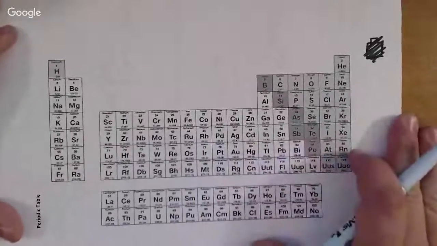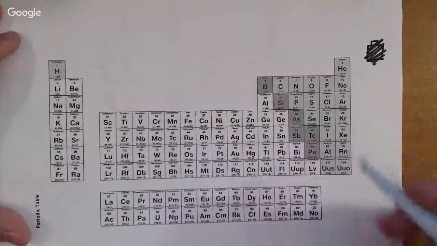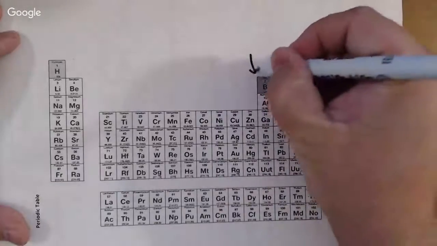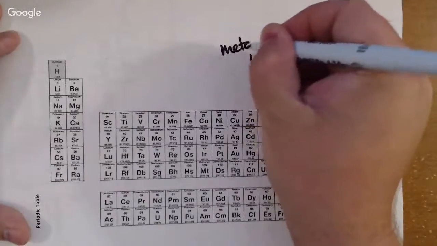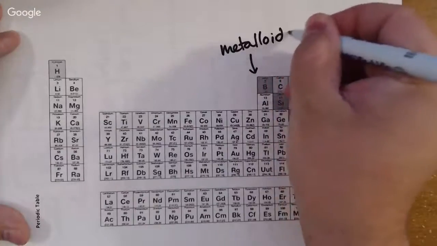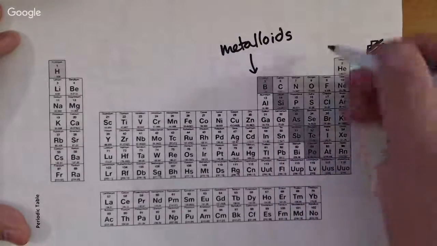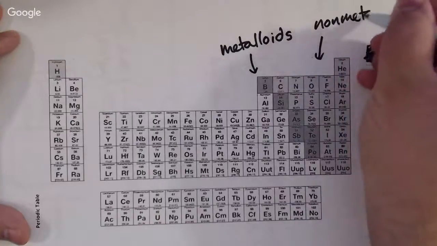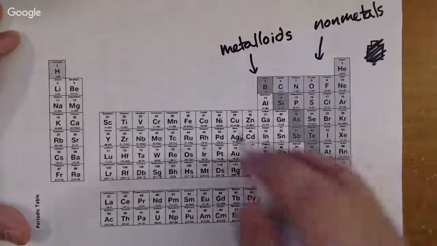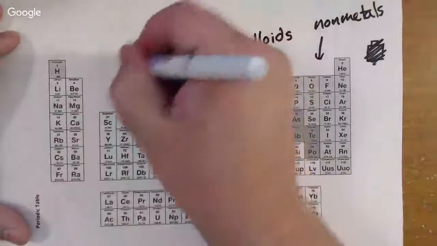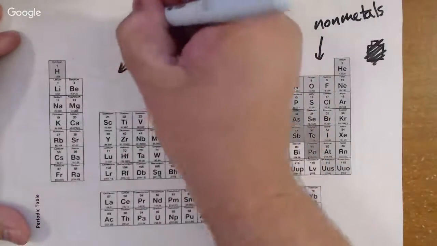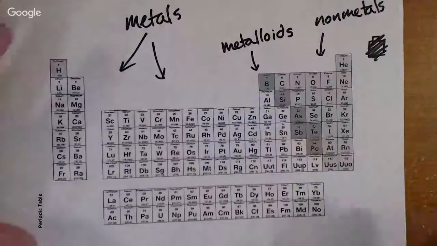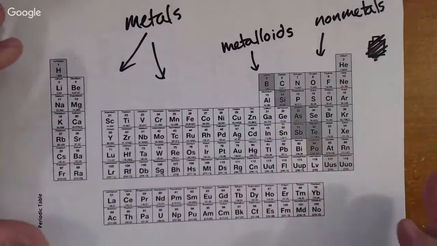So, quick tour of the table and what you need to know. If you see the shaded step here, the shaded step is the metalloids. Everything in the upper right is nonmetals. Everything to the left is metals. So broad strokes, that's the periodic table.